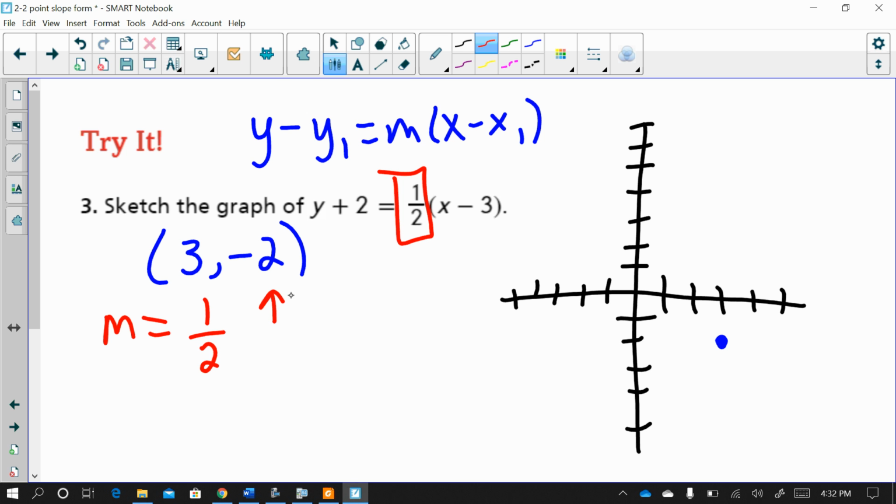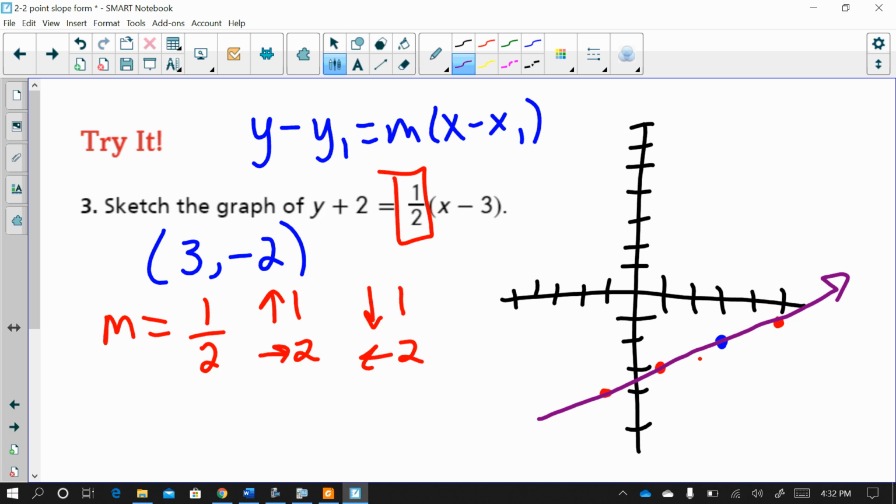That tells me go up 1, right 2. Okay, so up 1, right 2. If I don't want to keep going up and right, I can go down 1, left 2. So down 1, left 2. Down 1, left 2. And finally, all I need to do now is connect my dots. And there you have it. That's what your graph should look like.